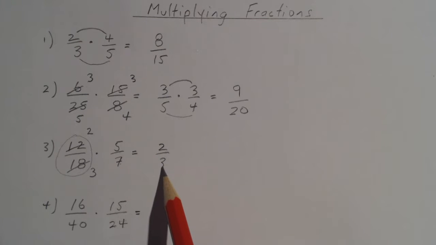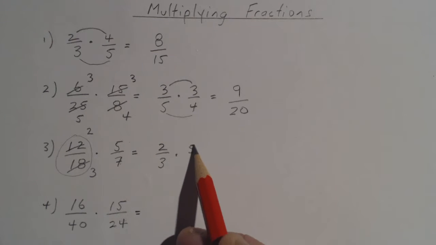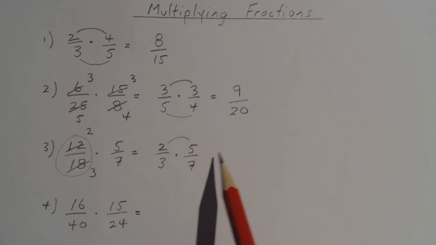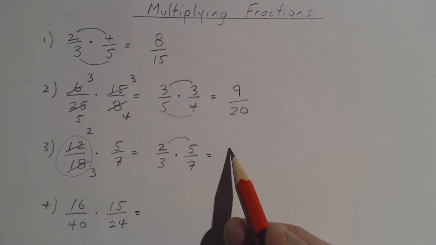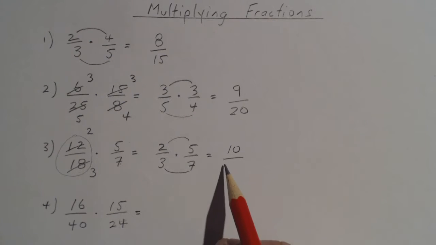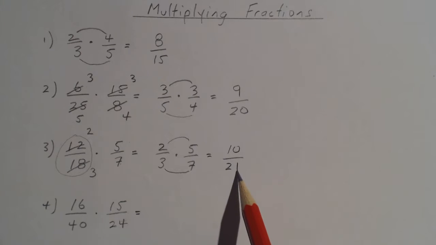So we now have 2 over 3 times 5 over 7. Now I just multiply the two top numbers together. I get 2 times 5 is 10. Multiply the two bottoms together. I get 3 times 7 is 21.